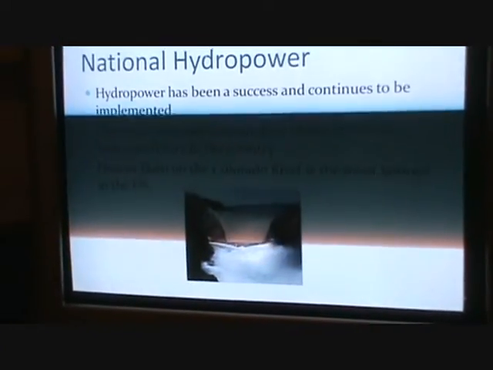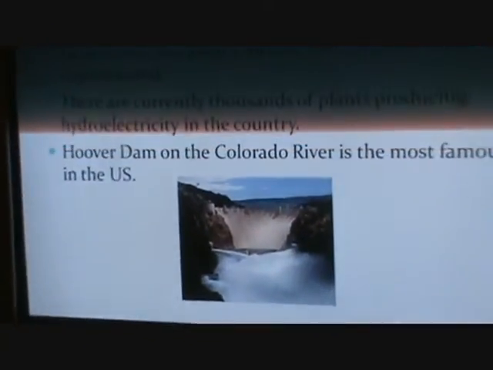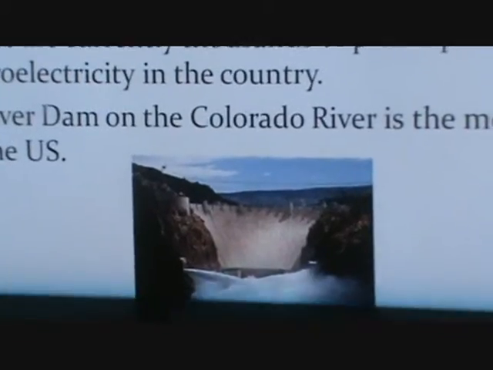This is the Hoover Dam located on the Colorado River. It's the most famous dam in the U.S. See, it's just absolutely massive. And that's it.